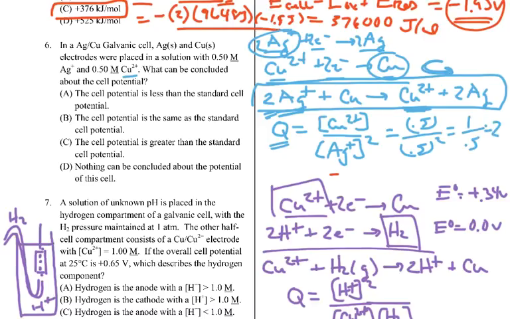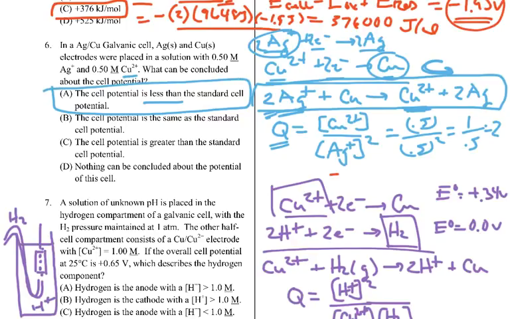Okay, my Q turns into 2. If Q is larger, then it's closer to the KEQ, which is some large value, which means my voltage is going to be smaller. Since my Q is larger than standard Q, 2 is larger than 1, then I am going to have a slightly smaller voltage. So the cell potential is less than the standard cell. This is my answer. Answer A.